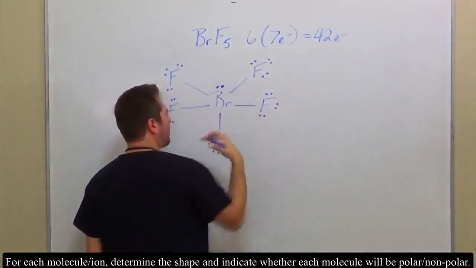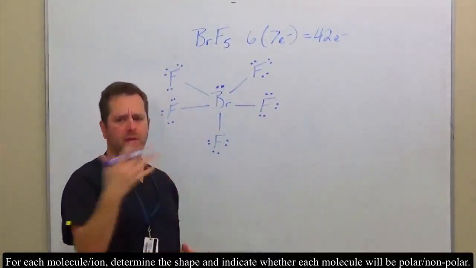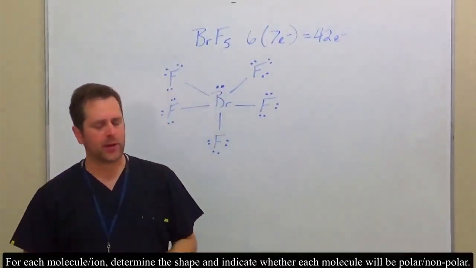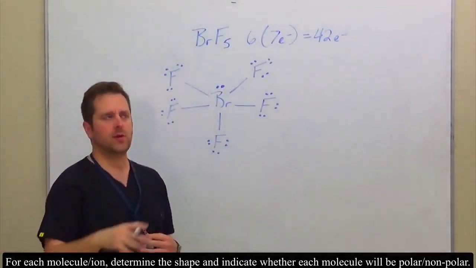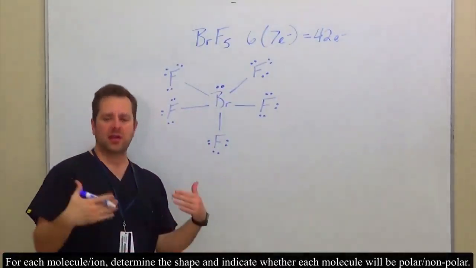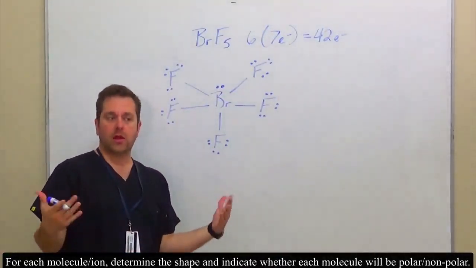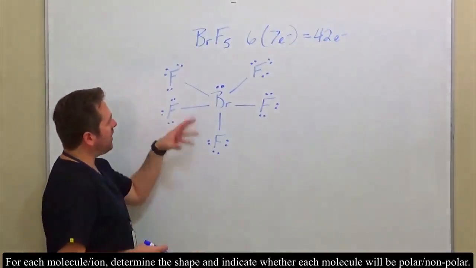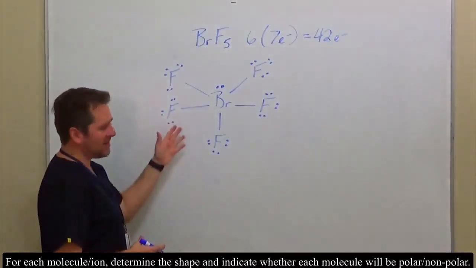Remember, bromine is well below the second period. If an element is below the second period, that basically means they can accommodate more than an octet in their outermost shell. And such is the case. So now we have 42 electrons, and guys, this is it.